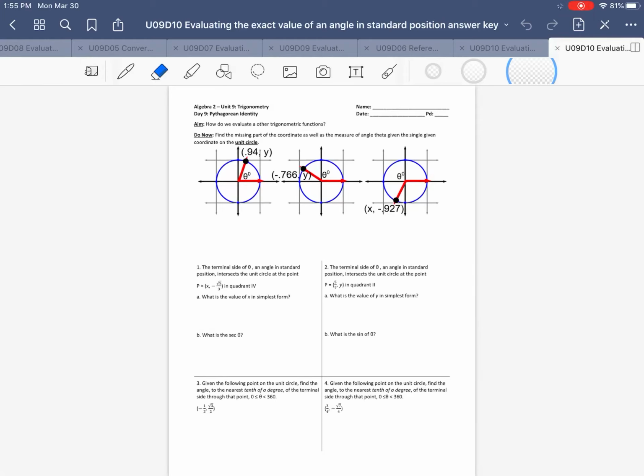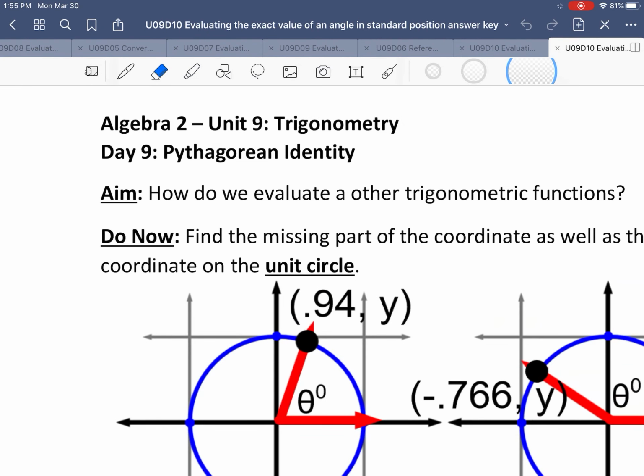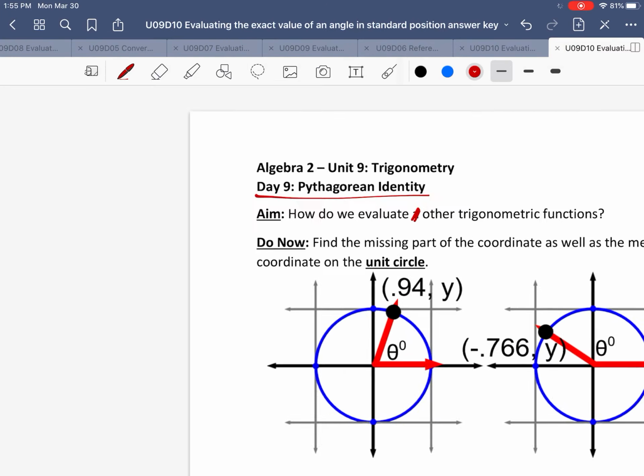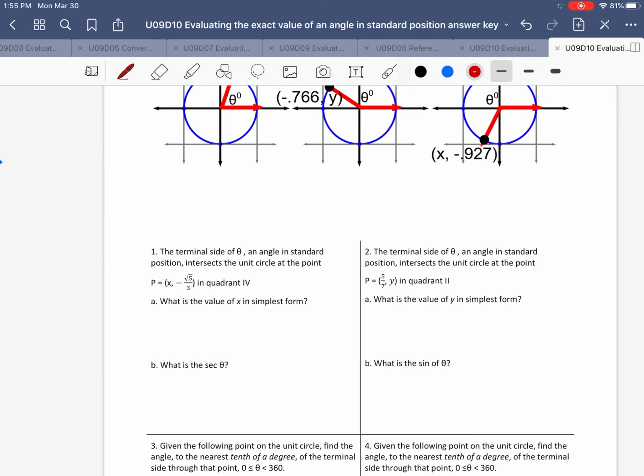So I was requested to go over one more example, so I'm going to go over problem 4 on Unit 9, Day 10. I think I mislabeled this assignment. This should say Day 10. And this should say, how do we evaluate other trigonometric functions? Meaning for other angles besides 30, 45, 60, 90, etc. Anyways, so we're going to do problem 4.